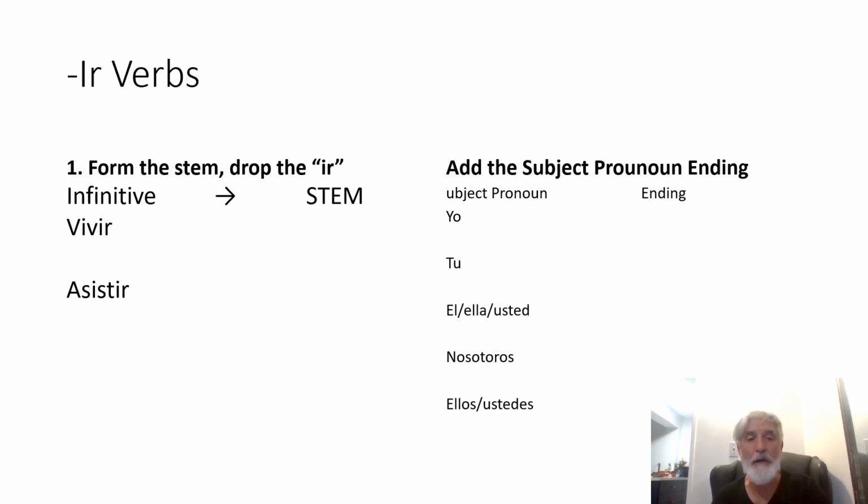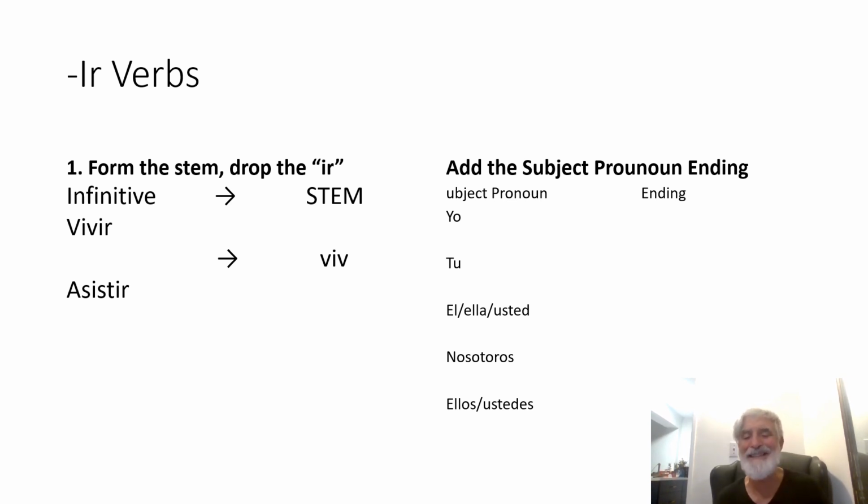Finally, our last category of verbs are our IR verbs. Let's go through, and we've got to know how to conjugate them in the present tense. So we've got to get their stem in step 1, and then in step 2, we have to add the subject pronoun ending. That's just like we did in all the other slides. So let's take a look. We have vivir. What is its stem? Viv. I simply dropped the IR ending.